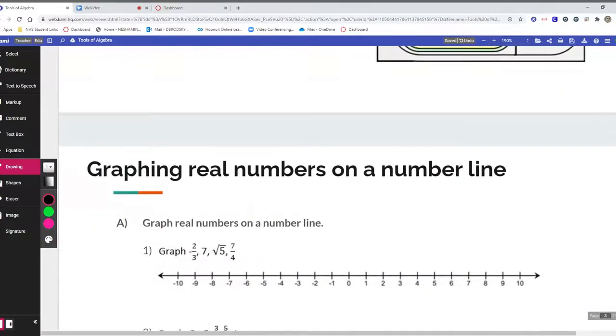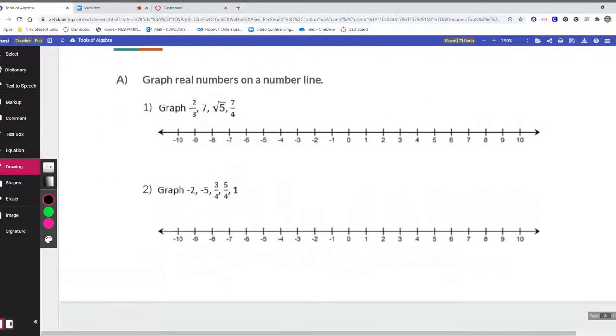And as we take a look at our first objective of the day, we're going to graph real numbers on a number line. And a lot of times I look at these numbers and they're very difficult to make sense of. My recommendation always is, let's convert all of these to decimals, so we have them all in the same form at least. So we have -2/3. I punch that into my calculator here and I get -0.66 repeating.